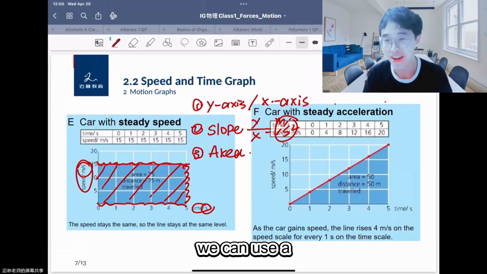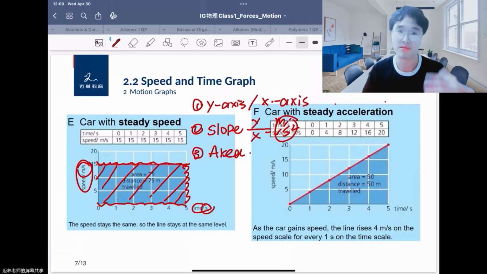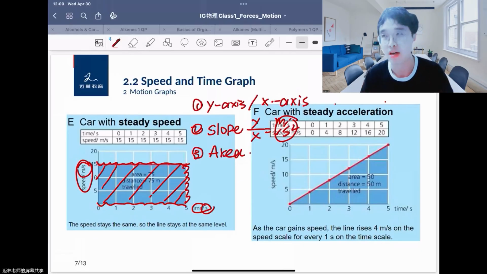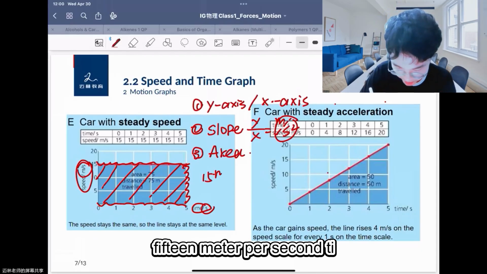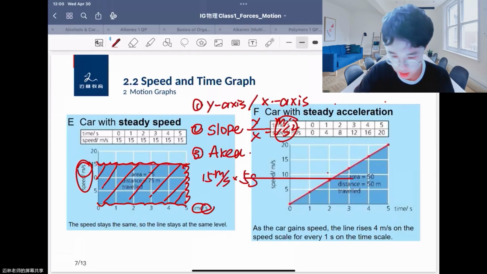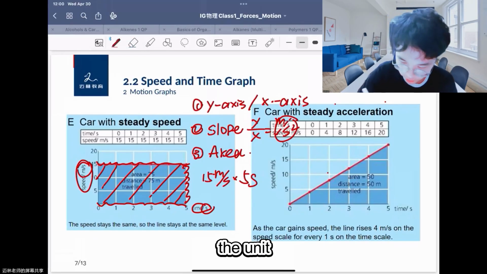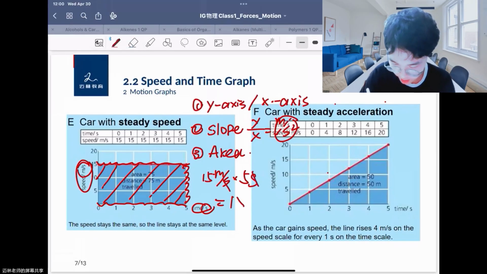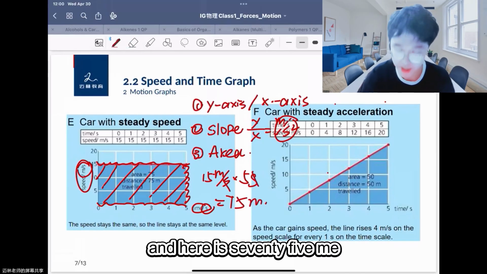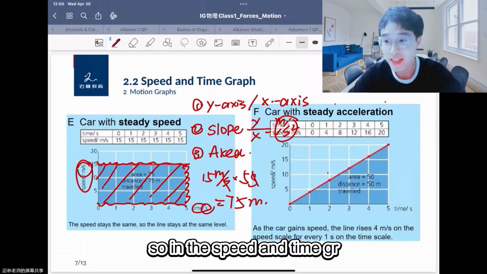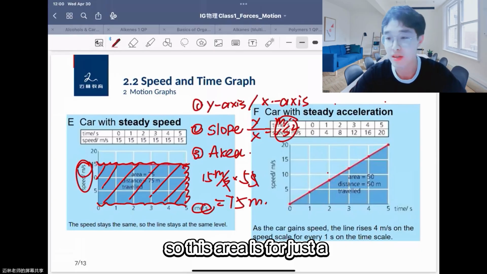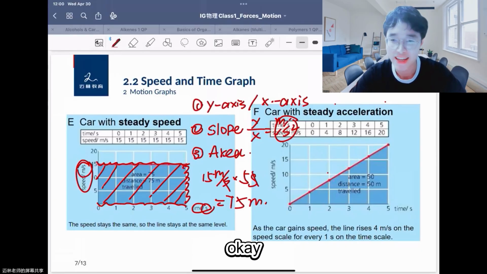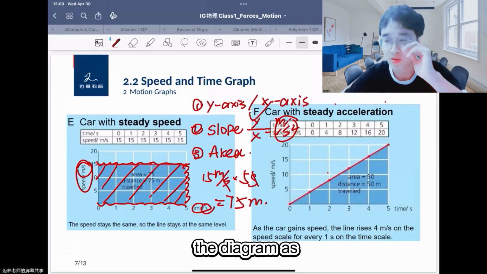Okay, so here we can use the formula for rectangle area, which is height times width. So here it is 15 meters per second times 5 seconds. So we can easily find here the unit second cancels, and here is 75 meters. So in the speed and time graph, its area is just the distance moving.